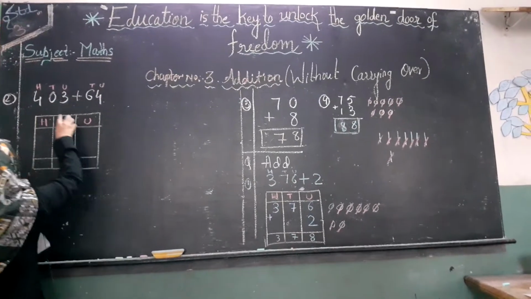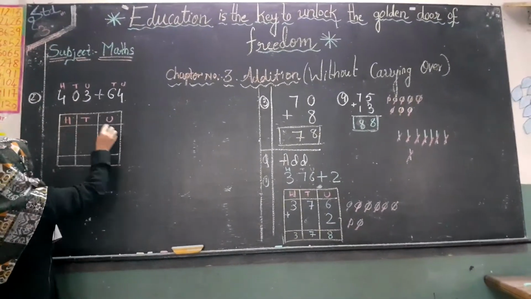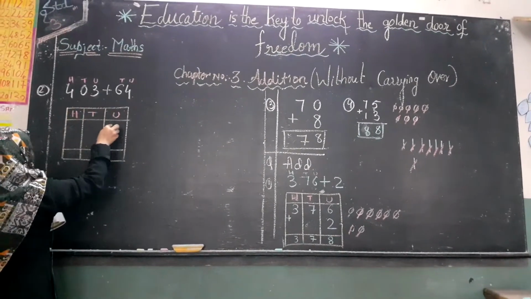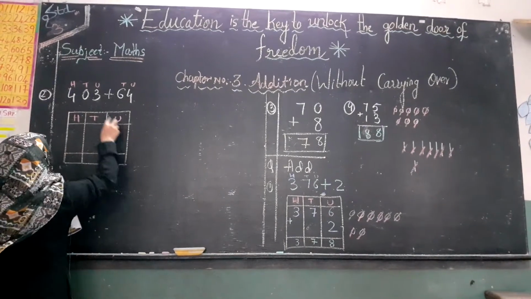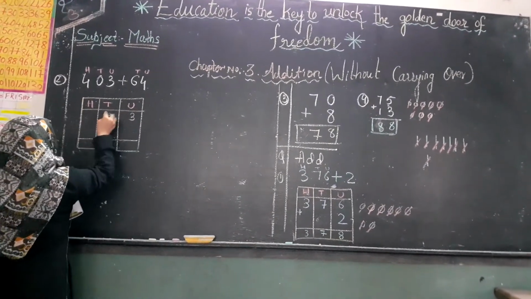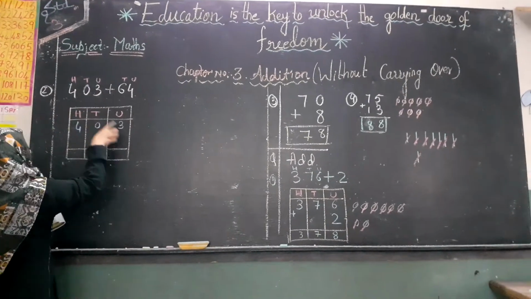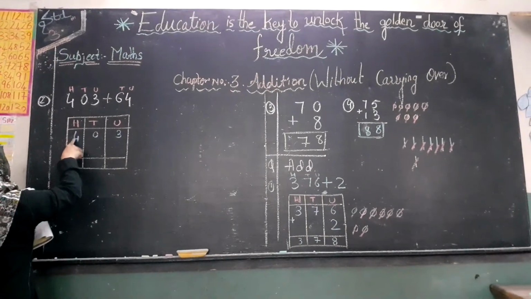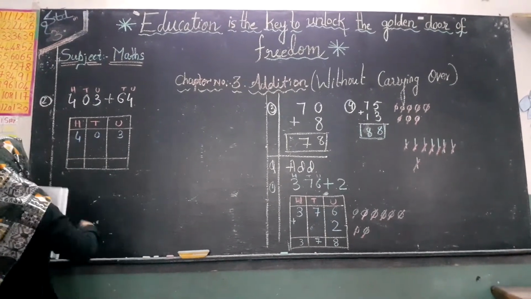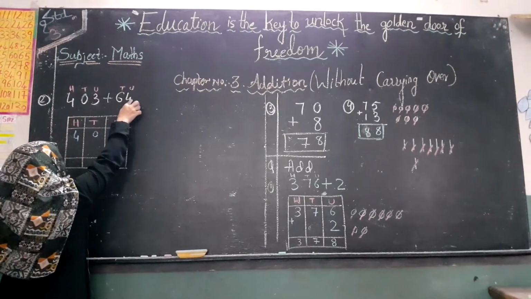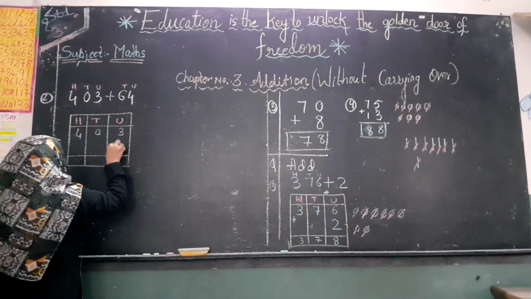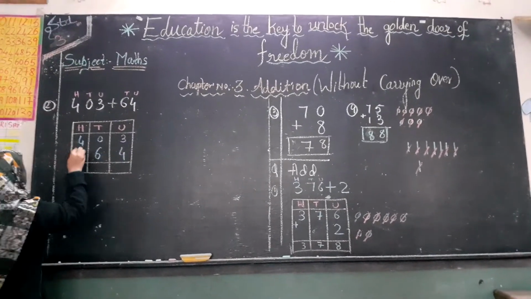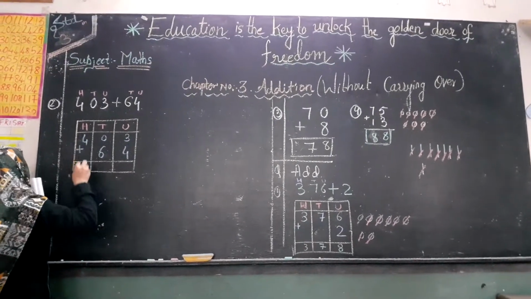Now, the first number is 403. So we will write the bigger number first. 403: 3 in the units place, 0 in the tens place, and 4 in the hundreds place. Okay, you have to write like this. Now 64. Now 4 in the units place and 6 in the tens place. Okay. Now we have to write this and add it.